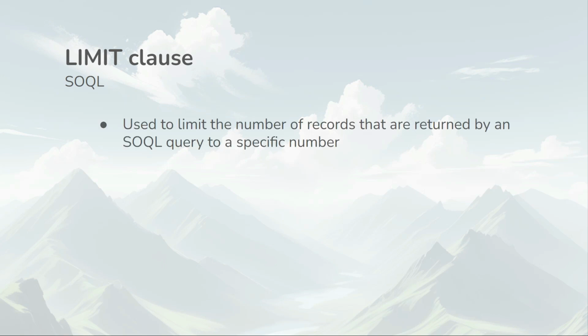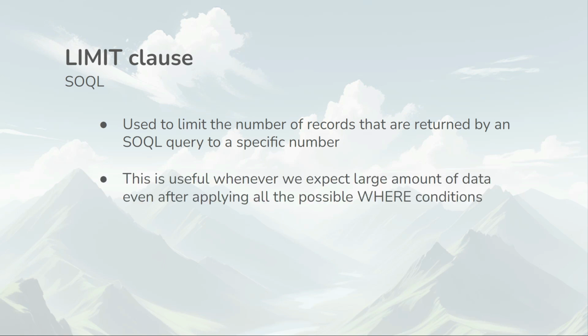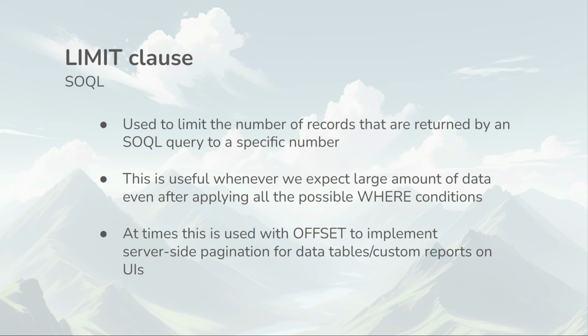The limit clause is used to limit the number of records that are returned by an SOQL query to a specific number. This is useful whenever we expect large amount of data even after applying all the possible where conditions. At times, this is used with offset to implement server-side pagination for data tables or custom reports on UI.